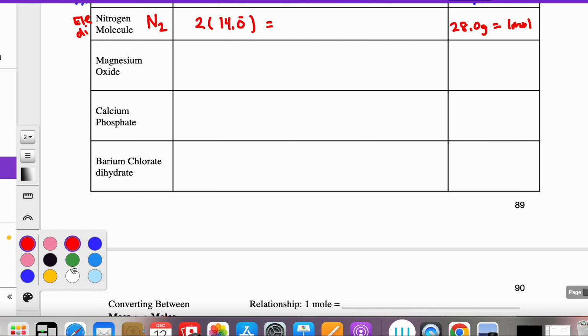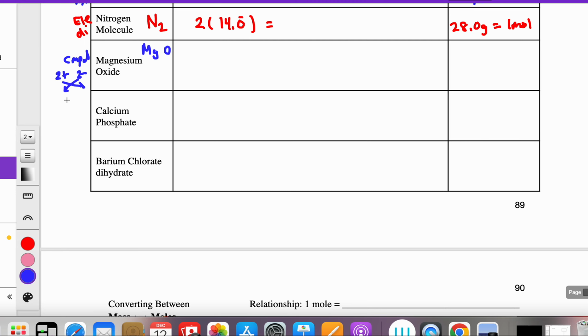Okay, next substance. When we take a look at it, it says magnesium oxide. So this is a compound. So I need to change this chemical name into a formula. So when I think about the process, my symbol for magnesium is Mg, and my symbol for oxygen is O. But magnesium uses a +2, oxygen uses a -2.